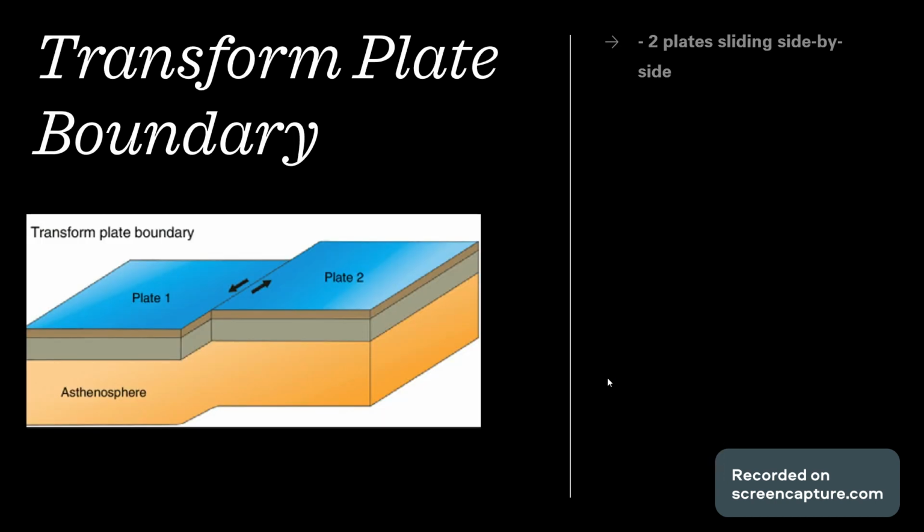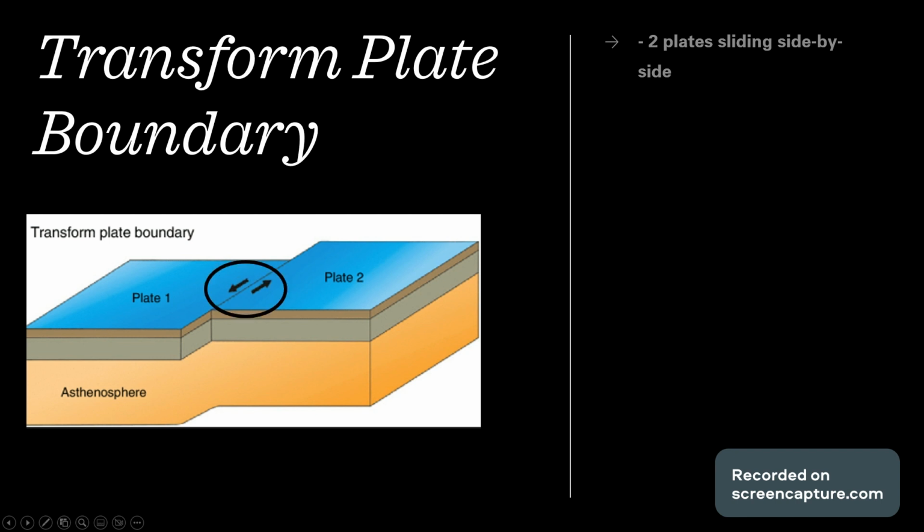So getting to our plates and our plate boundaries. First one we're going to talk about is our transform plate boundary, where we're going to have two plates that are not moving towards or away from each other, but they are going to be moving side by side. So on the left here, we have plate 1 and plate 2, and our arrows are going opposite directions from each other, but they are parallel.